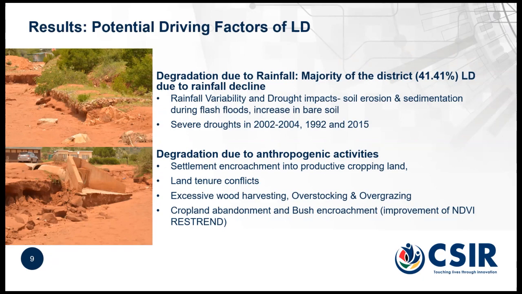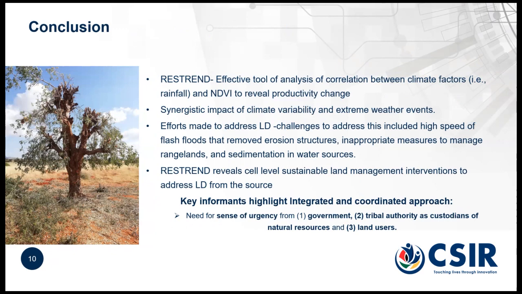So in conclusion, RESTREND is an effective tool for analysis of the correlation between climatic factors and NDVI to reveal productivity change in the area. But another revelation in the study is that there is a synergistic impact of climate variability and extreme weather events that have intensively degraded the district. So efforts have been made to address land degradation. However, challenges to address this include the high speed of flash floods that removed erosion structures that were erected in the area, inappropriate measures to manage rangelands, and sedimentation in water sources.